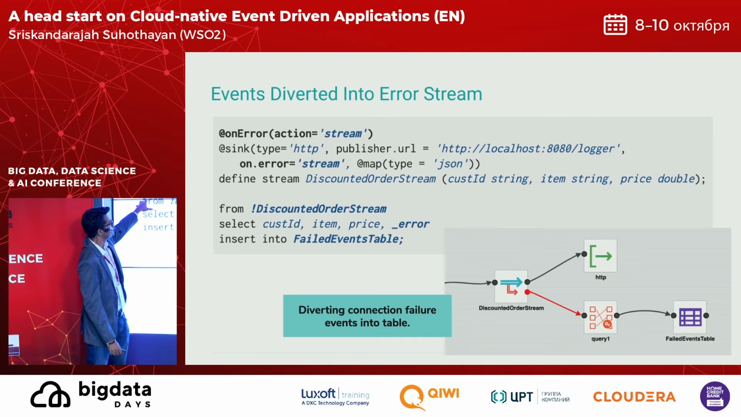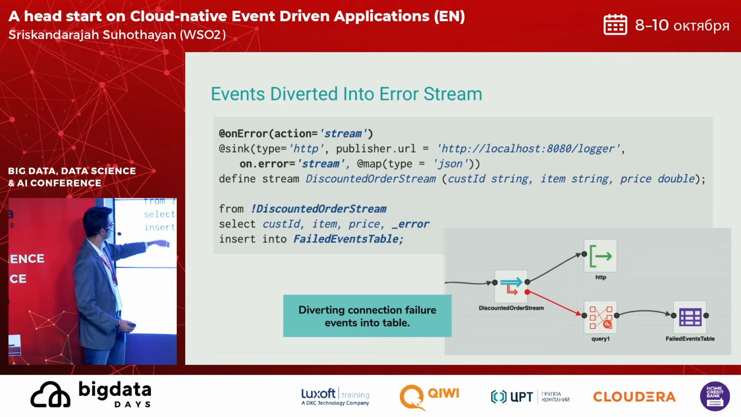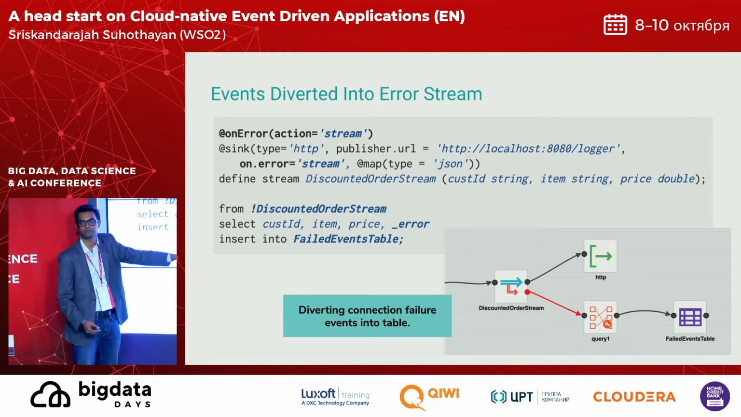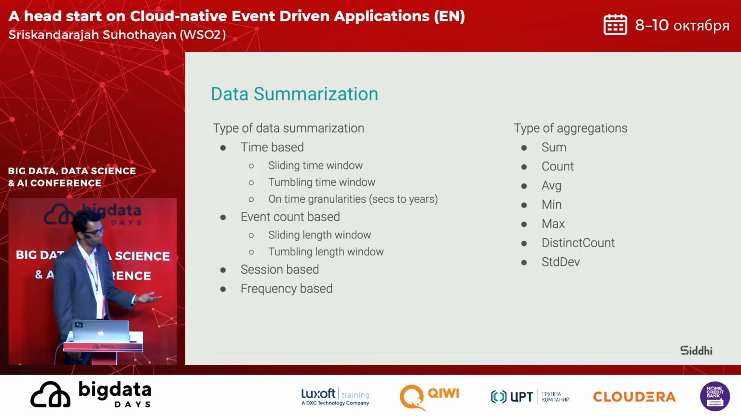For example, you can say, okay, I have this particular sink which is trying to call this logger service. I can put an on-error stream, right? That basically means if I can't publish to that, send it to the error stream. So there's an error stream which is going to capture that and insert it into a table. So it just captures it and pushes it into a table. And you can do various types of summarization.